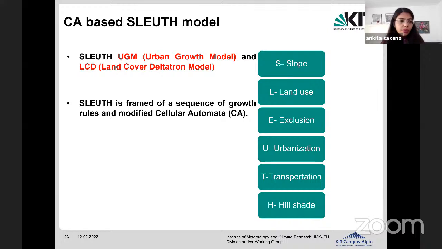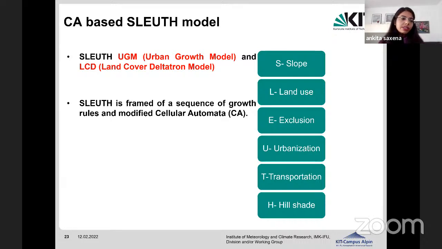We need slope, topographical information, because we will not want to build any kind of construction on steeper slopes. Land use information, historical land use, is required only if we are considering complete land use. But if we are considering urban growth, then it's not required. Then exclusions could be water bodies, where we cannot build construction or houses, so we need those places to be excluded.